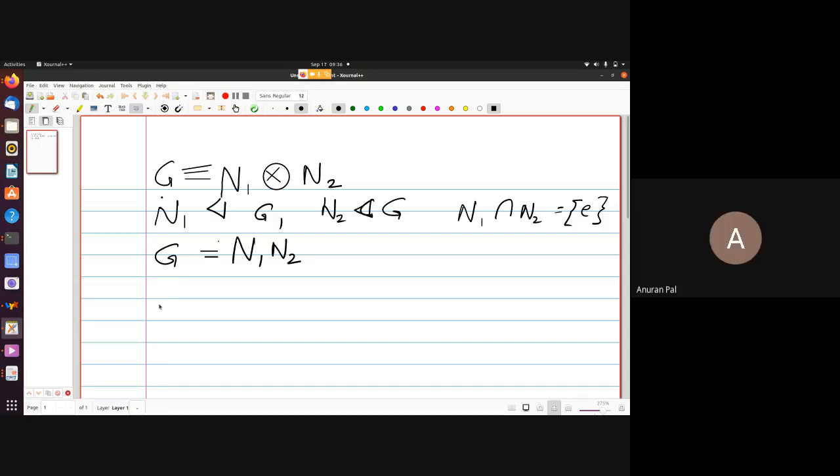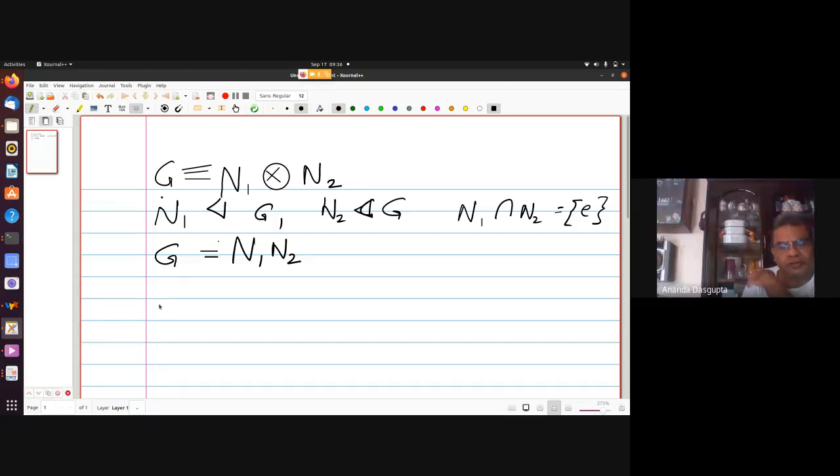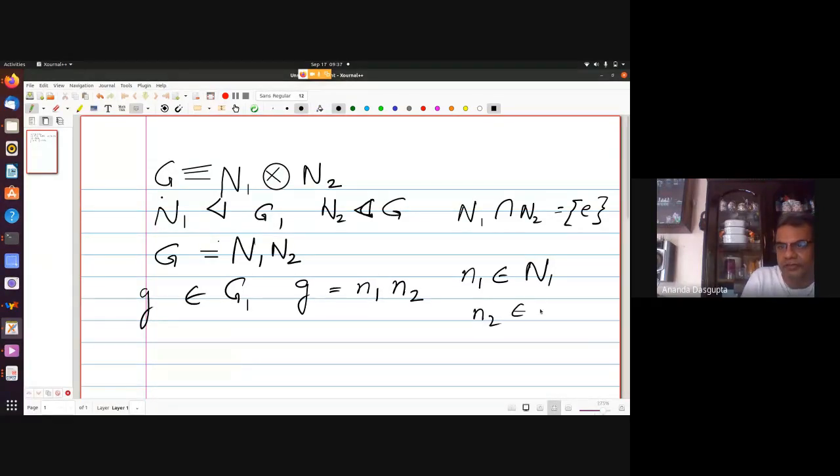What we do need is a map from G to N1 cross N2, right? And the way we did that was essentially to say that every element g, as long as g belongs to capital G, can be written, of course, as n1n2. There's no problem about that because that's what G equals N1N2 means. When you say G equals N1N2, that exactly means that every element of the group G can be written as a product of an element of N1 and an element of N2, where n1 belongs to capital N1 and n2 belongs to capital N2. This is exactly what G being the product means. So that's not an issue. That in itself is okay.